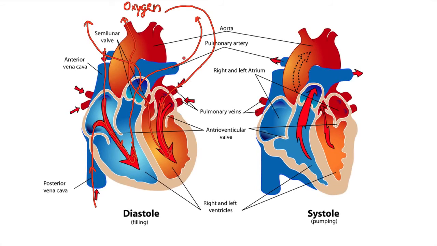arteries that go to the lungs, picks up oxygen, and then it comes back oxygenated via the pulmonary veins into the left atrium. The left atrium contracts, and that pushes the blood into the left ventricle. The ventricle contracts, pushing the blood via the aortic valve, or the semilunar valve, to the aorta and out to the rest of the body.